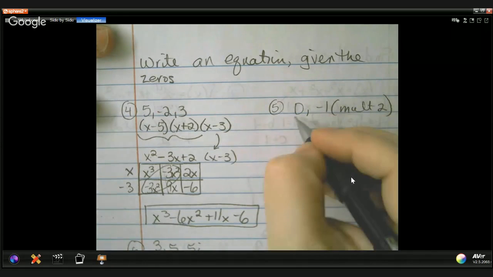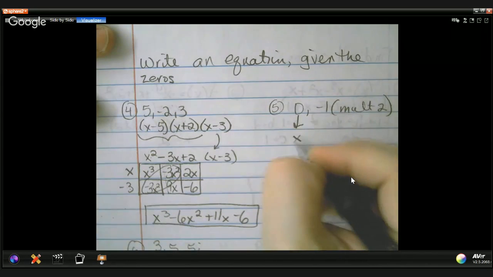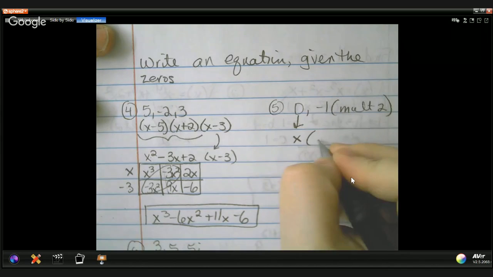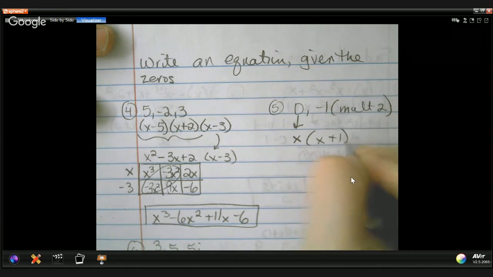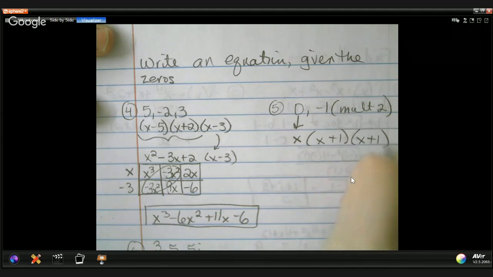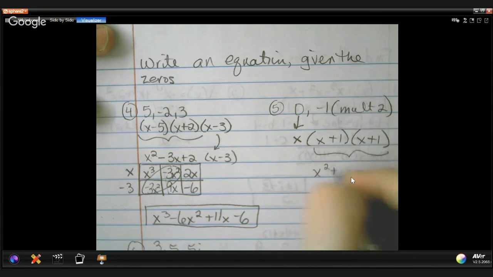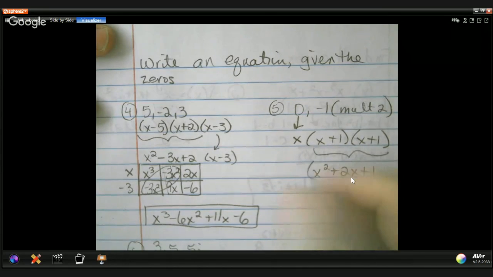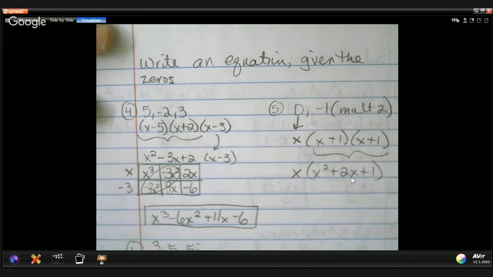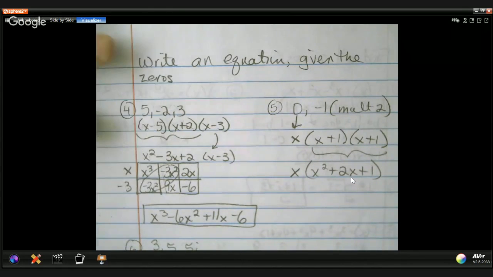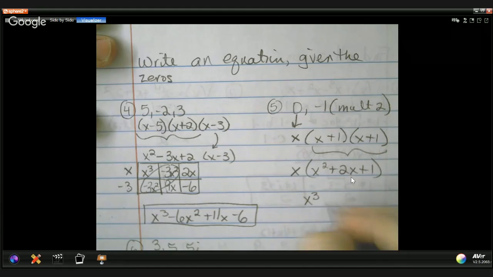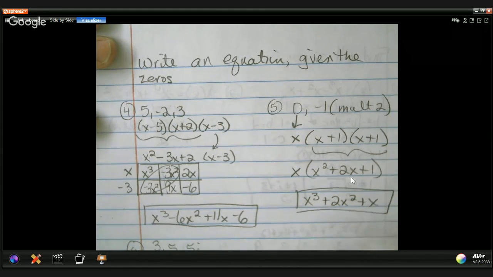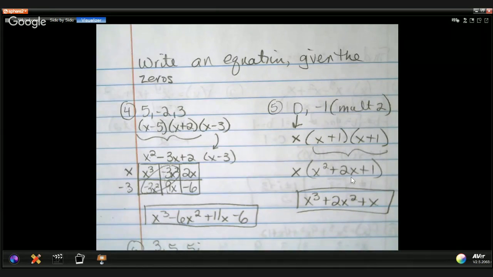Last one. This one's nice because this is just an x, and a multiplicity of 1 is just an x plus 1 and then an x plus 1. I know that these together make x squared plus 2x plus 1. Well, now I just have to multiply by x. So this one was actually much easier. And so I get x to the third plus 2x squared plus x. So that's the function that gives me my solutions of 0 and negative 1.